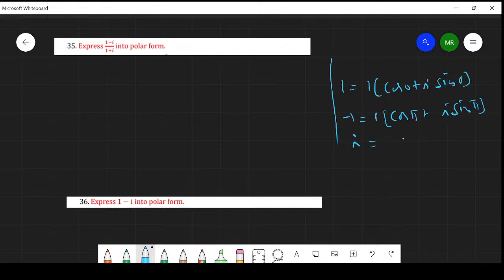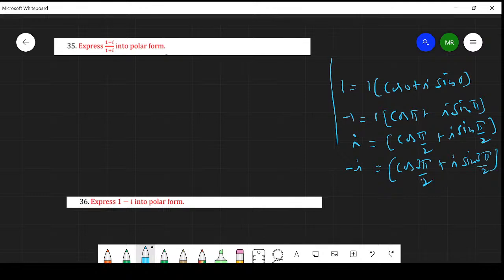Suppose they ask how to express i in polar form? This also I will tell you now. I can write it as cos pi by 2 plus i sin pi by 2. This is the polar form of i. Remember, for 1 mark they may ask, and directly you can write your answers. If they ask for minus i, you can write cos 3 pi by 2 plus i sin 3 pi by 2.